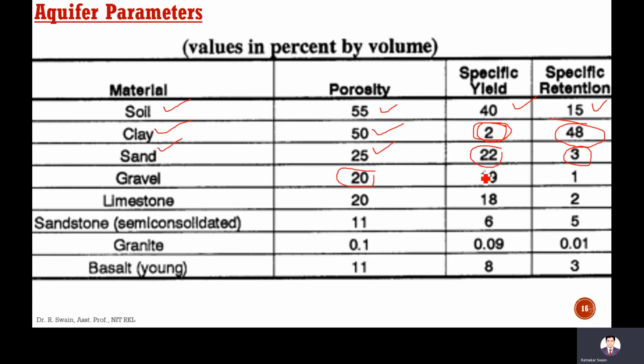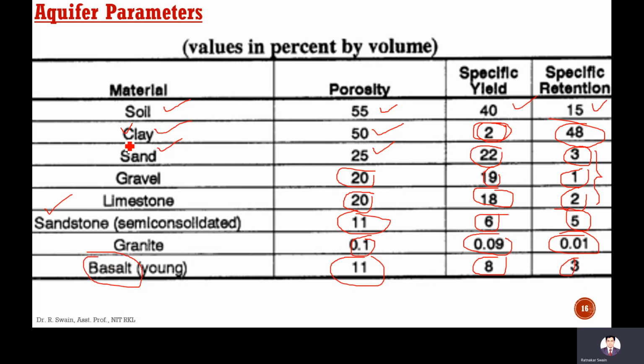Gravel, 20 is porosity, so 19 is the specific yield, 1 is the retention. Limestone, 20 is the porosity, 18 is the yield and 2 is the retention. So here you can see for clay particles the specific yield is very less. For sand, gravel and limestone, the yield is more, retention is very less. Similarly sandstone is 11, so 6 yield and retention 5. Granite 0.1, very less porosity, 0.09 and 0.01, specific yield comparatively more compared to retention. Basalt 11, then 8 is the yield and 3 is the retention.